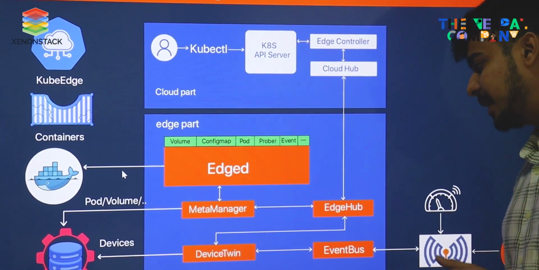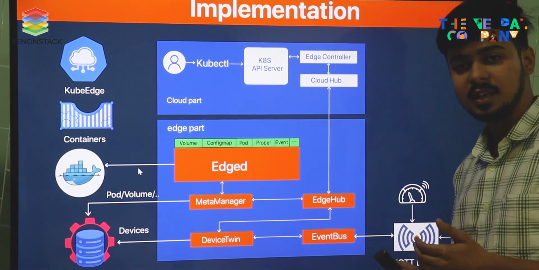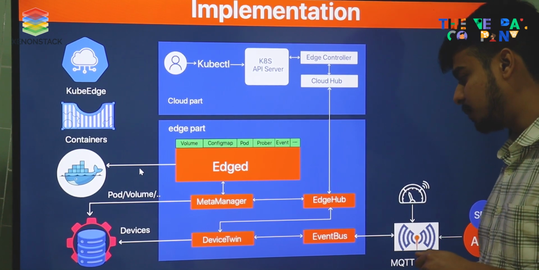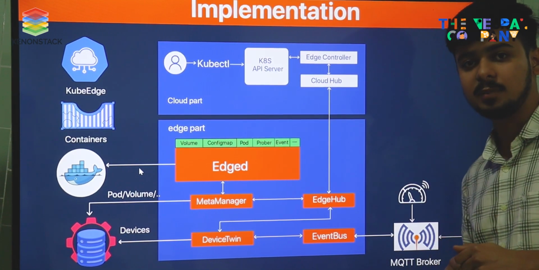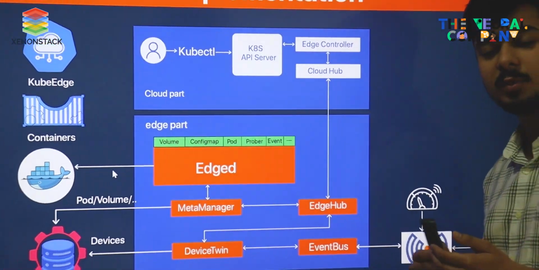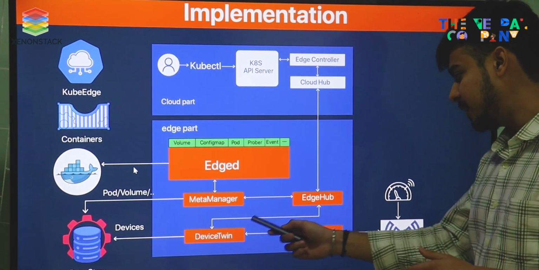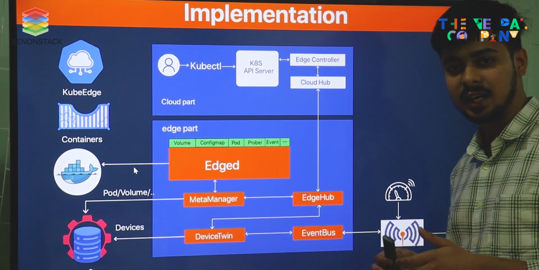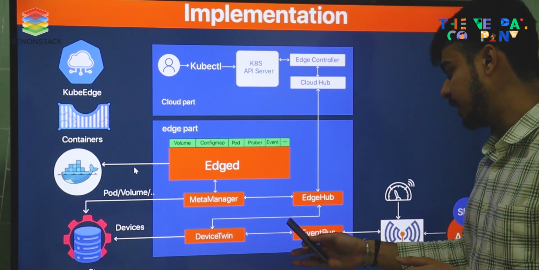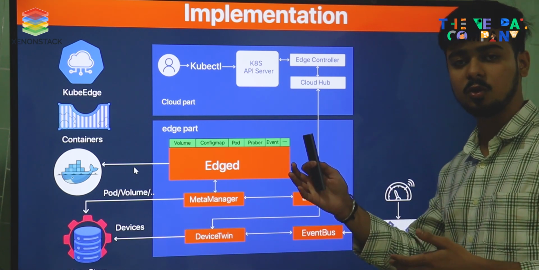Meta Manager is the mediator between the edge component and the edge hub. It manages the manifest and records all the communication data between the edge and the edge hub components. Here we have the event bus. The event bus is responsible for communicating through the MQTT protocol between the IoT devices and sends data to the edge node. And here we have the device stream, which is responsible for storing data in our small database like SQL. The device stream is directly in contact with the edge hub, through which the edge hub syncs all the resources from the cloud node to the edge node.